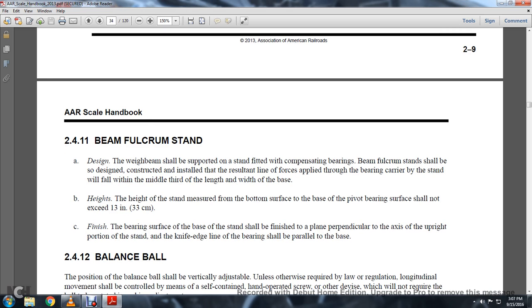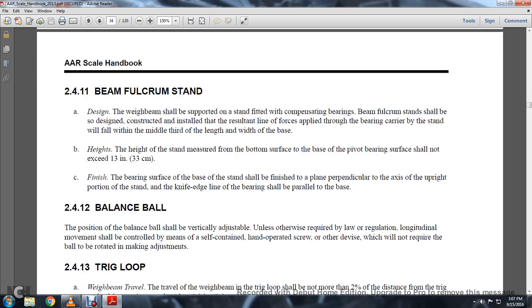2.4.11 Beam fulcrum stand. The design of the weigh beam is supported with the stand fitted with the compensating of the bearing. The beam fulcrum shall be designed and constructed with the resultant lining forces applied with the bearing carrier, but the stand would devolve with the middle third of the length of the width of the base. Height of the stand measured with the bottom of the surface of the base of the pivot bearing shall not exceed 1/13 inches. Finish the bearing surface of the base stand with the finish of the plane perpendicular to the axis upright with the portion stand. Knife edge of the line with the bearing shall be parallel to the base.